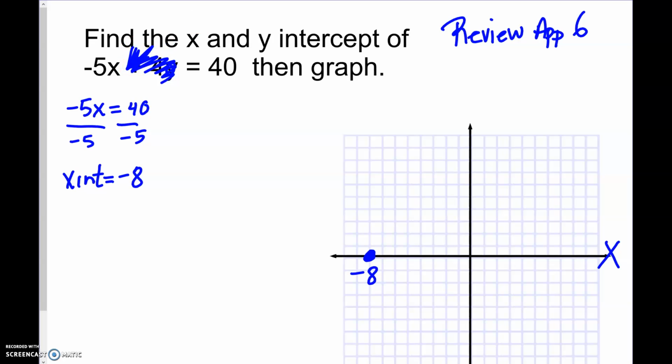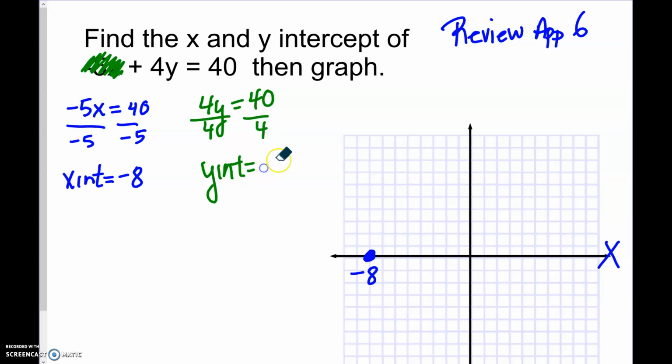All right, now we need to do the same thing, and this time we're going to find the y-intercept. When you're looking for the y-intercept, the x value is 0. So when we put a 0 in here, negative 5 times 0 is 0, so this cancels out. So 4y equals 40. And how do we move that 4 away? We divide by 4. So the y-intercept is 10. So go to the y-axis, 10, and connect them.